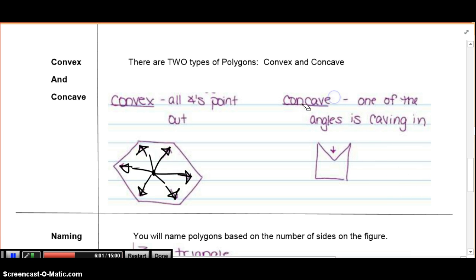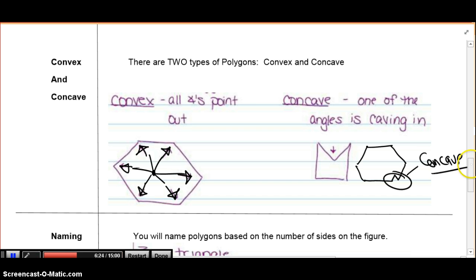It could be a large cave. It could be a small cave. You could have something as simple as everything looking like it is convex, and then you get this magical little cave there, and then everything else is convex. That portion means it's still concave. If it's got a cave part to it, it's concave, ladies and gentlemen.